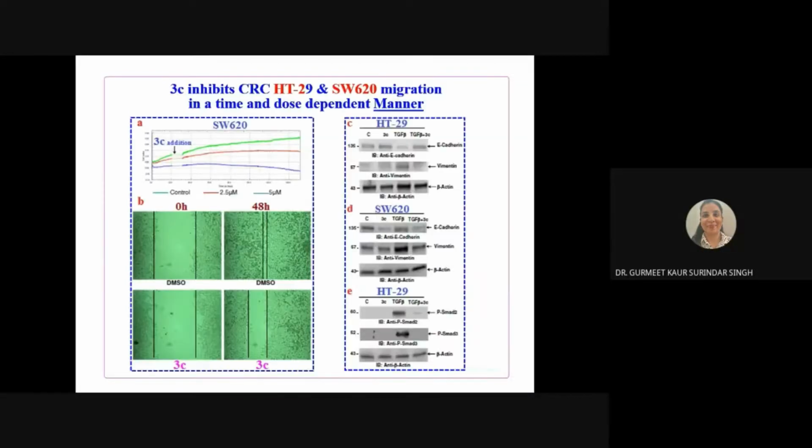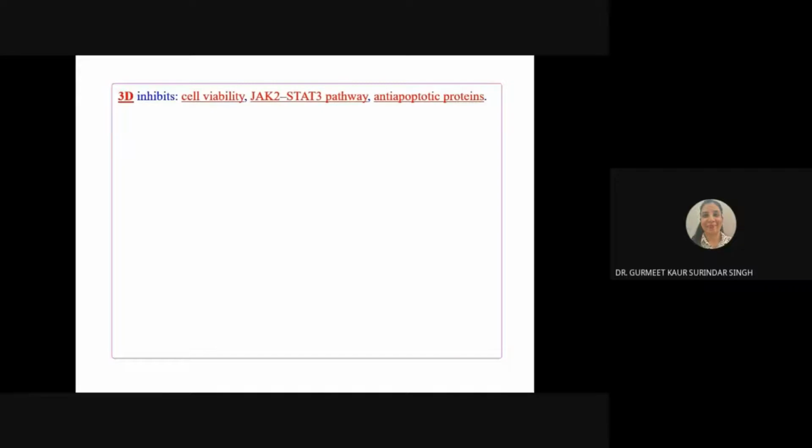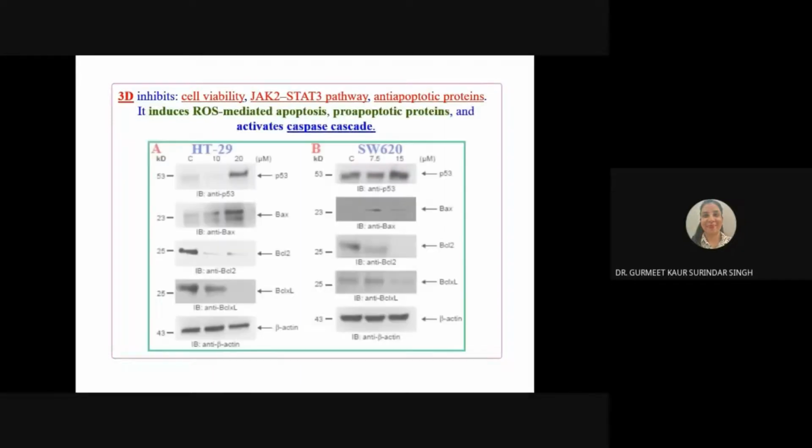And this was published. As I said before, the first one, the chemistry part, was in the European Journal, and the biology part was in Oncotarget, and 3D was also published in Oncotarget. We found that 3D inhibited cell viability, JAK2, STAT3, and anti-apoptotic proteins. However, it induces ROS and pro-apoptotic proteins and activates the caspase cascade.